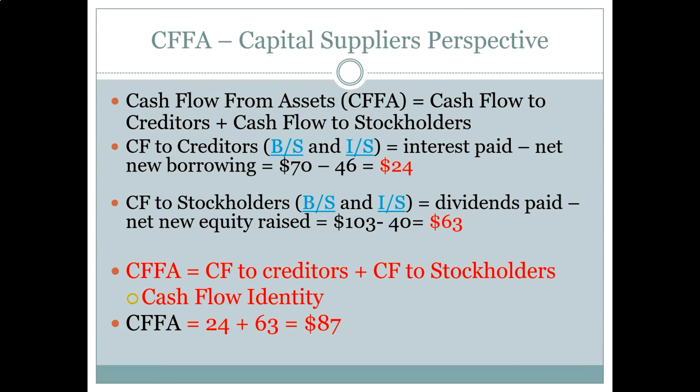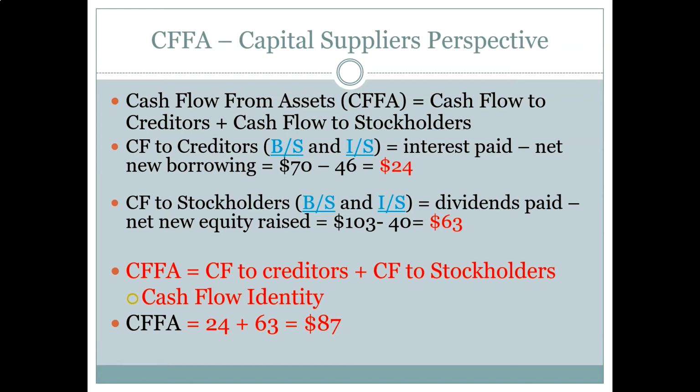And so the cash paid out, the fact that we paid more interest than we took in new loans, means that we paid off some of our outstanding debt, but not very much of it. So 24 million went out to the firm's creditors. Cash flow to stockholders is a very similar measure.